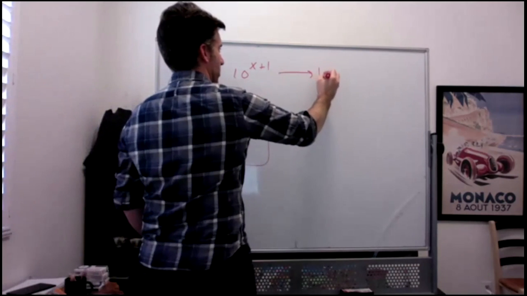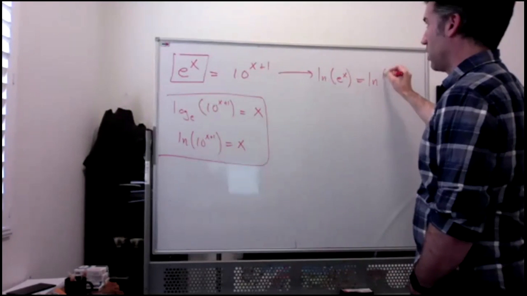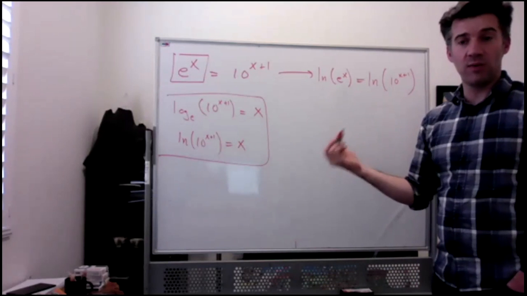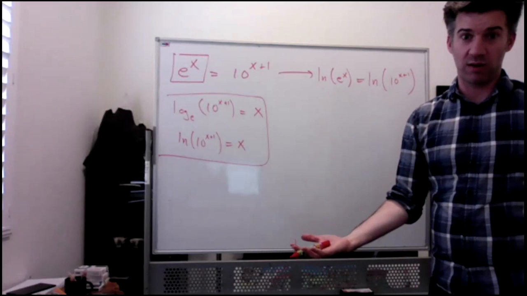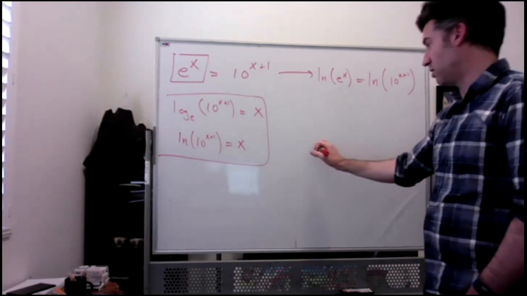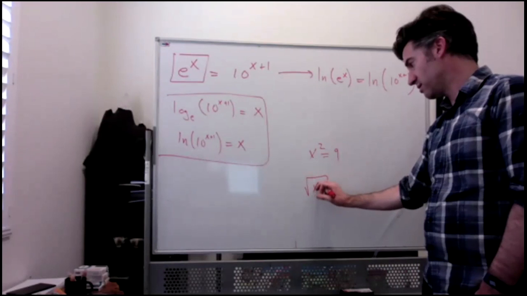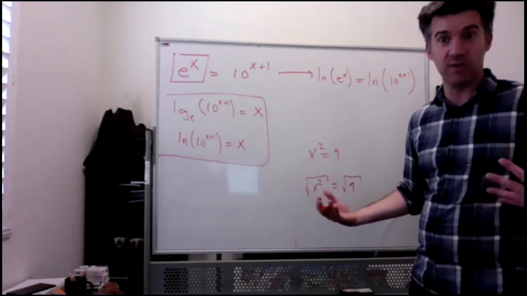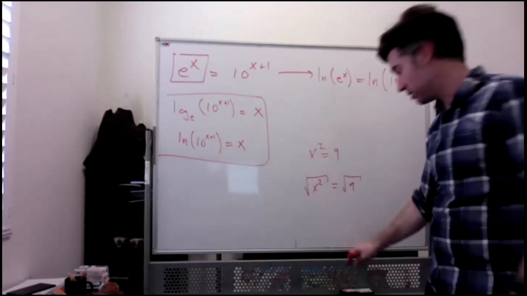I'm going to take the natural log of e to the x equal to the natural log of 10 to the x plus 1. I really want to emphasize here, we are not multiplying both sides by a natural log. Just like you wouldn't multiply both sides by a square root. If I was trying to solve x squared equal to 9, and I do this, it's not that I'm multiplying by a square root, I'm taking the square root of both sides. I'm doing the same thing here, I'm taking the natural logarithm of both sides.